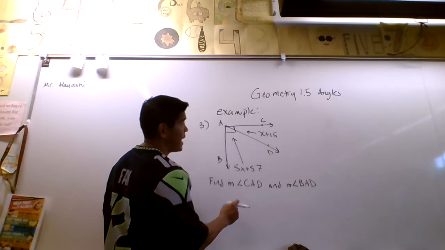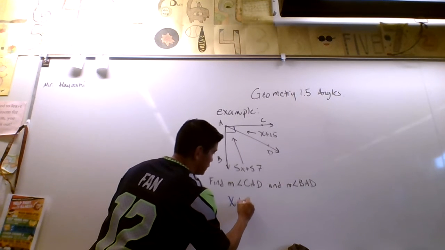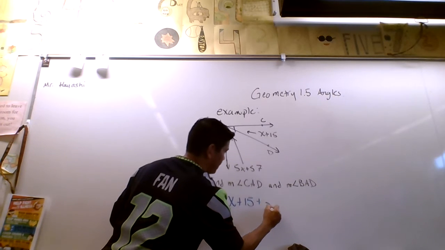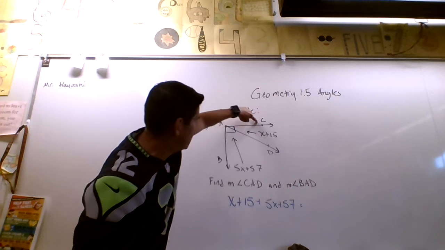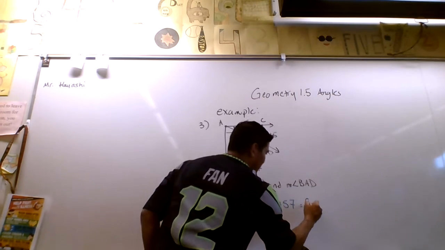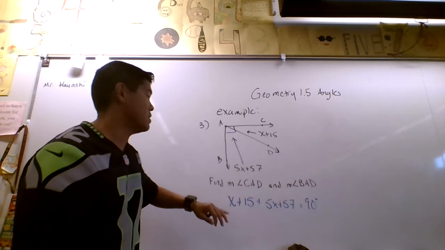So using the angle addition postulate, the measure of angle CAD, that's x plus 15, plus the measure of angle BAD, that's 5x plus 57, has to equal the measure of angle CAB, which is a right angle, or 90 degrees. Once we set up this algebraic equation, now we can solve it.